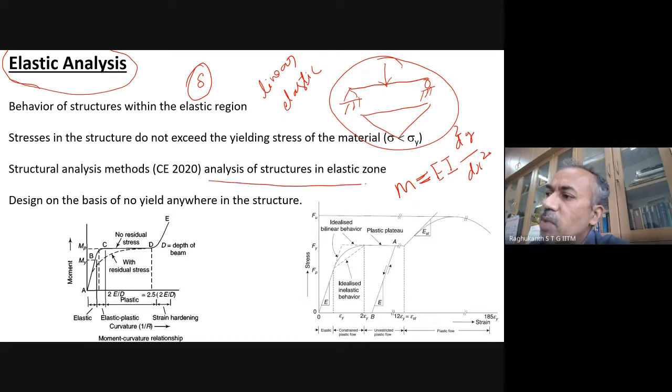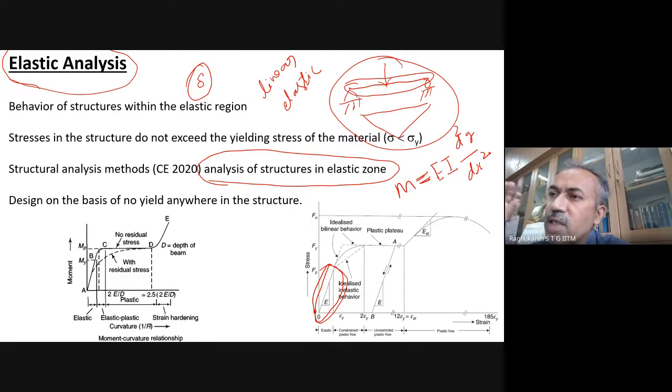Mostly, we assume that all the structures are in the elastic zone only. We have not even crossed into this one. So only this portion is there, your whole analysis is here. And of course, the working stress method in design generally says that anywhere in the structure, when you are applying the load, the stresses will always be less than the yield stress. This is also what we have studied.